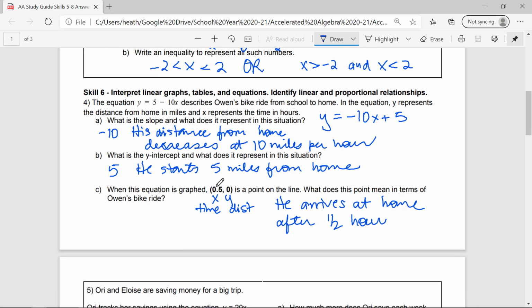Now, this point, right, 0.5 is the x-coordinate. And remember, that means time in hours. So half an hour for something. And then the y-coordinate is 0. So that means the distance from home is 0 at half an hour. So it must take him half an hour to get all the way home.